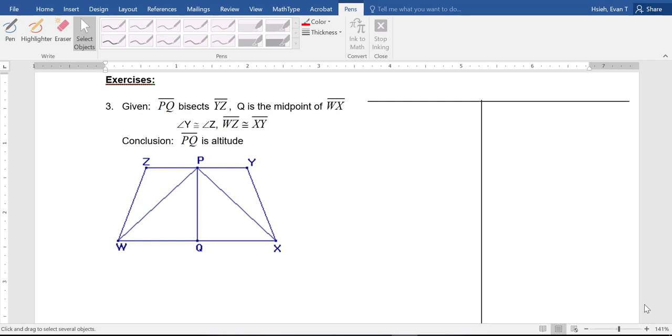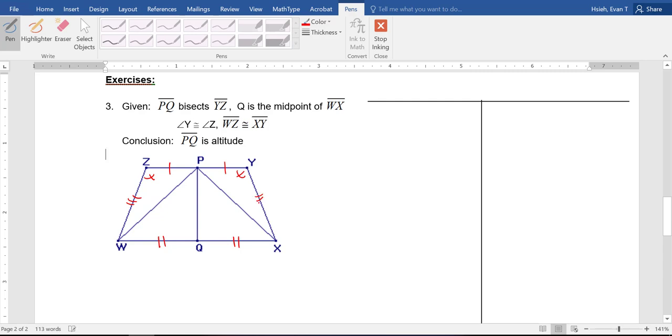So PQ is the first thing that bisects YZ, so I know that this segment is congruent to this segment right there. Q is the midpoint, which makes this congruent to this. Angle Y is congruent to angle Z.